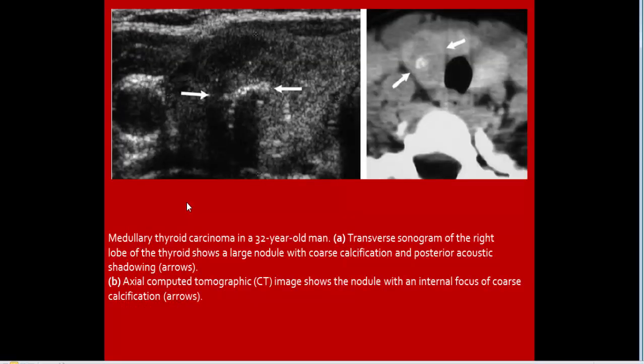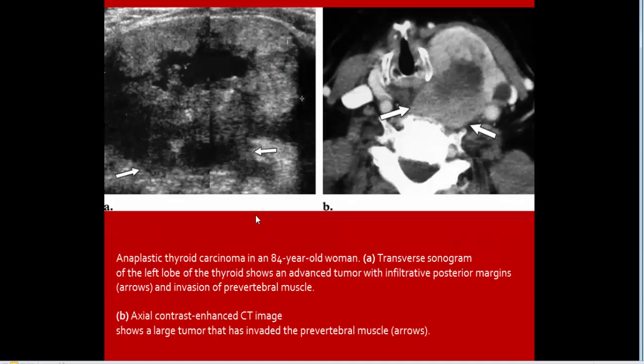Medullary thyroid carcinoma. This sonogram of the right lobe shows a large nodule with coarse calcification and posterior acoustic shadowing. This CT shows a nodule with an internal focus of coarse calcification. Anaplastic thyroid carcinoma.